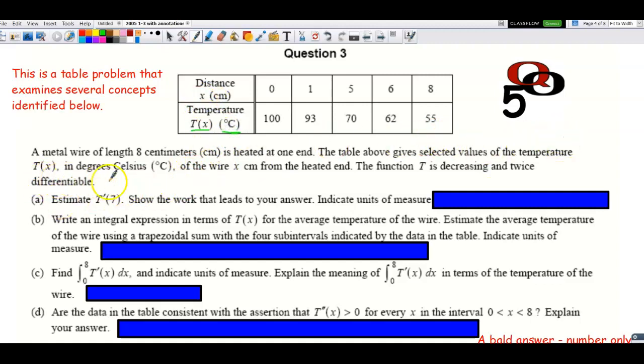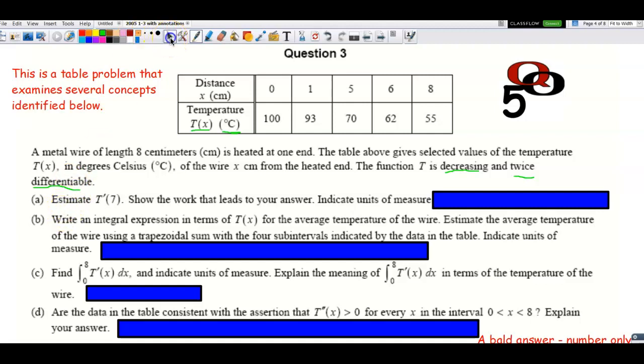Values of the temperature, T of x, in degrees Celsius of the wire, x centimeters from the heated end. So they're heating the wire at one end, and so the temperature is different at different places on the wire, x centimeters from the heated end. The function T is decreasing and has a first and second derivative, twice differentiable. Twice differentiable means that T of x has a T prime and a T double prime.